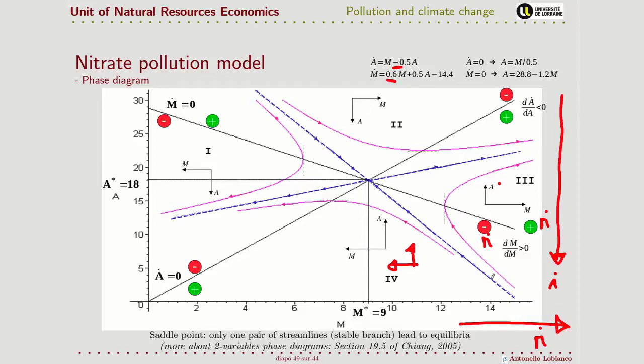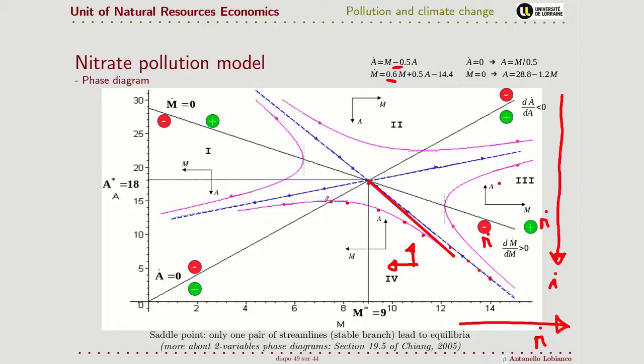So if we are exactly on this blue line, at a point here, the next moment in time we will move to the left, and we go here and here and here and so on, and we finally reach the equilibrium. But if we are not exactly on this line, let's say that we are here, the next moment in time we go up and left, and we arrive here. Then we go up and left again, and again, and again.